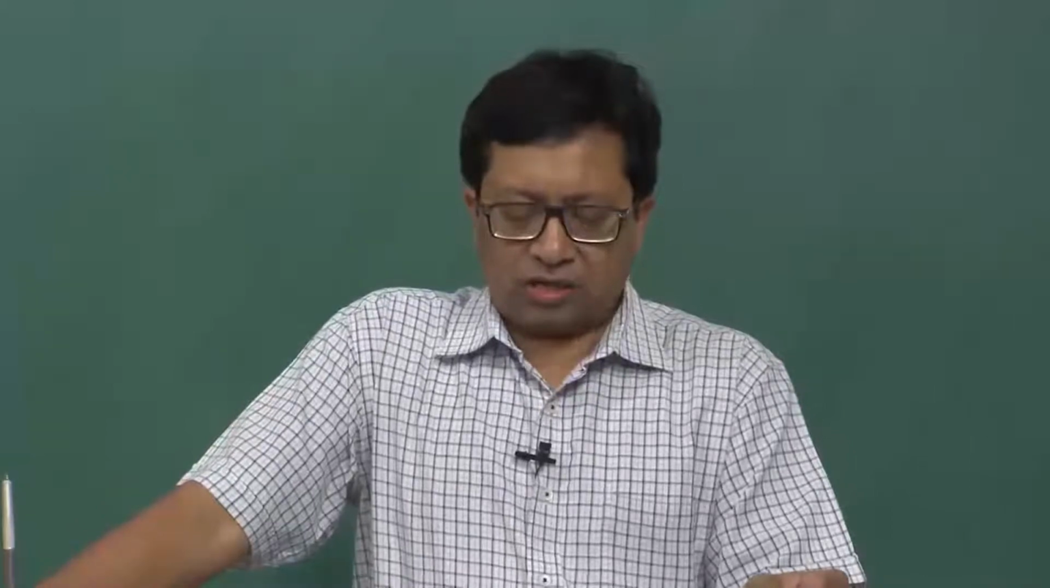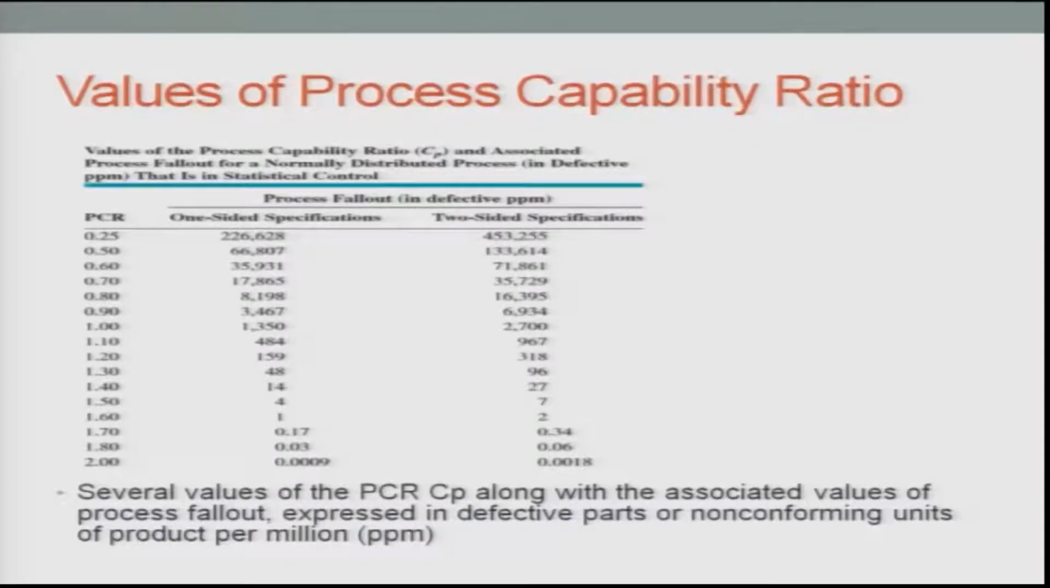Now we are considering the process capability ratios and the associated process fallout depending on the overall errors which you have. The process capability ratios are given in the first column, PCR, starting from 0.25 till 2. Then one sided specification and two sided specification would be given.